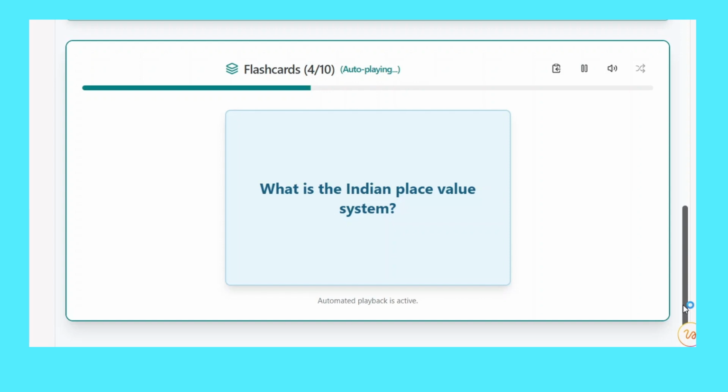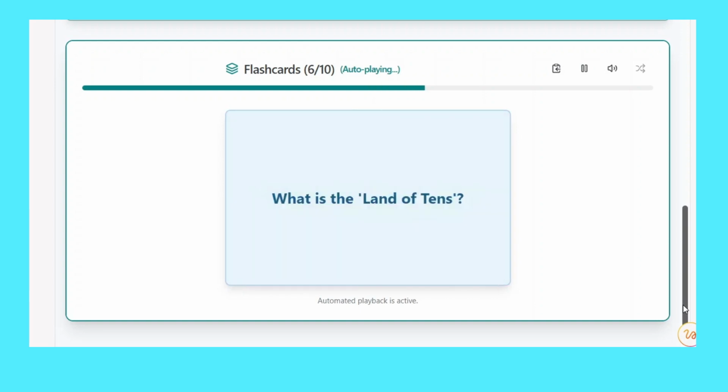What is the Indian place value system? A number system used to name numerals and place commas. What is meant by rounding up or rounding down? Estimating values to the nearest whole number. What is the land of tens? A calculator designed to explore number formation using +1000, +10, and +100 buttons.